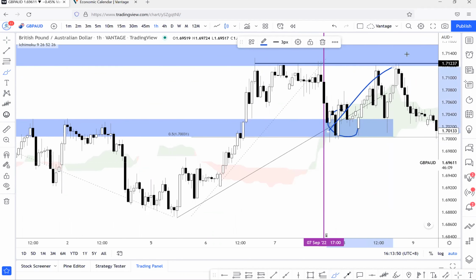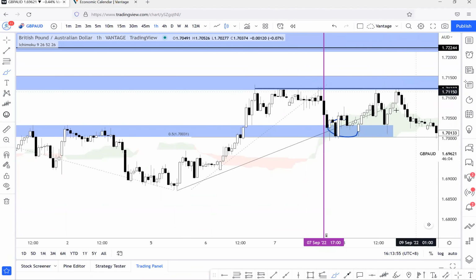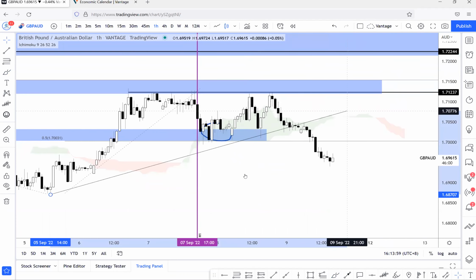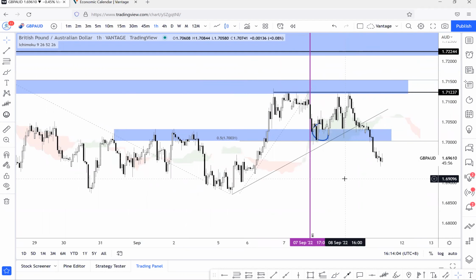This is the first target and the second target is here, but you can see that price did not reach this area, right? So it just tapped into the first target, and then what we have following is a clear break of this ascending trend line and a clear break of this support region here. So this is on pound Aussie.